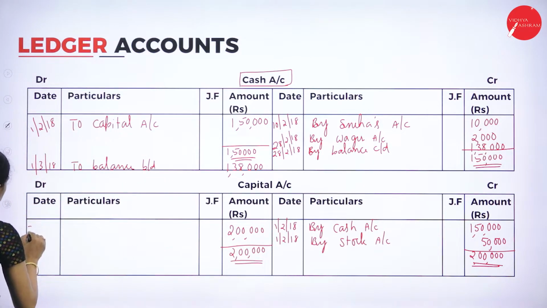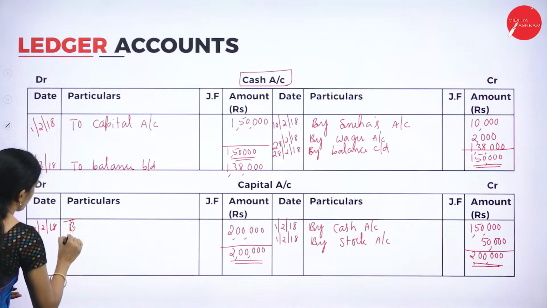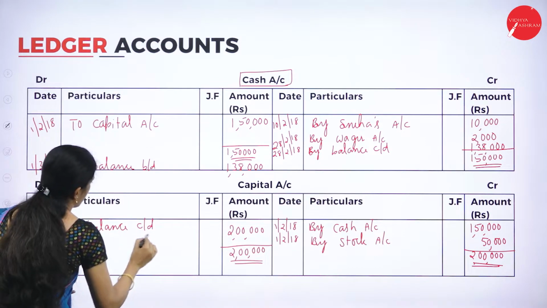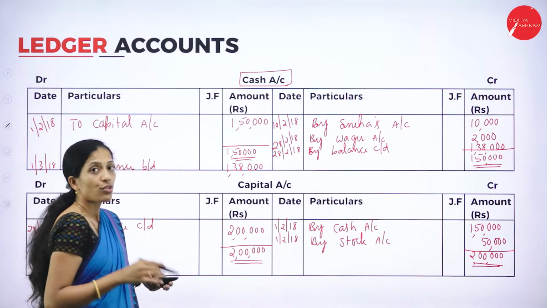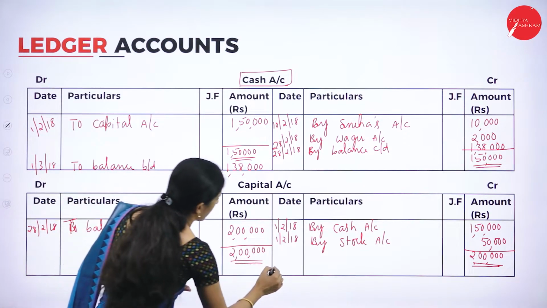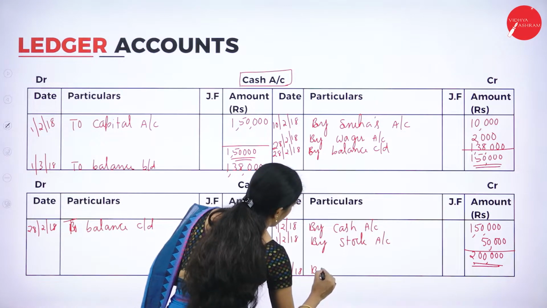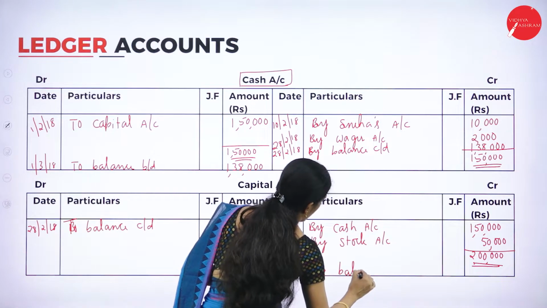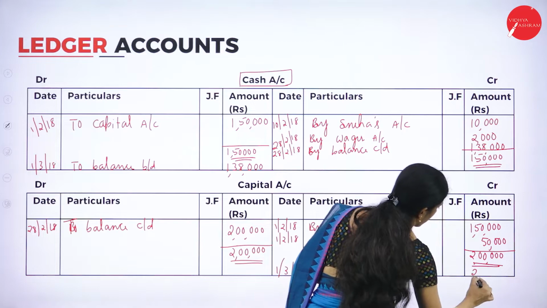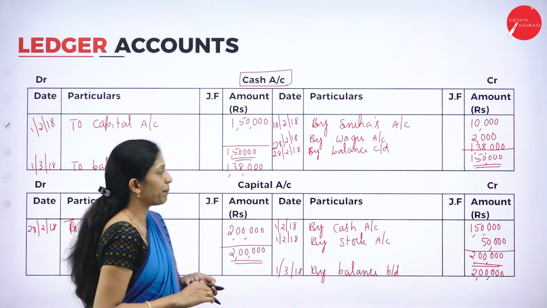On which date? 28/2/2018. That is balance carried down. How much? 2 lakh. So whatever the amount you have carried down, bring down that at the beginning of next month. That is 1/3/2018 by balance brought down. How much? 2 lakh. So we are done with the capital account.